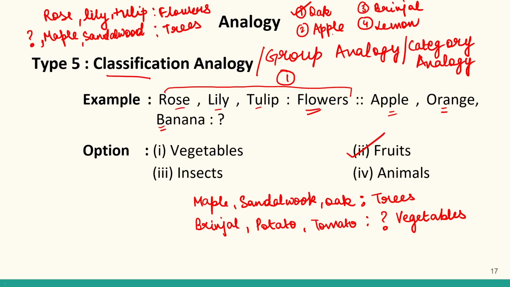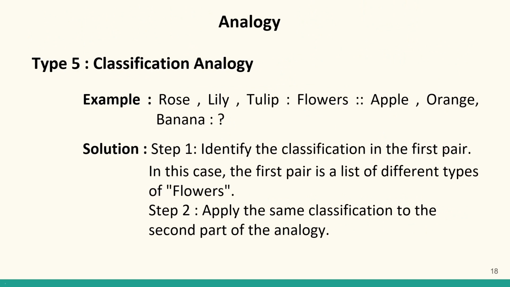In classification analogy particularly, you can get two types of questions. First, they will ask for the group, like in this question, where we are asked apple, orange, banana fall into which group. Or you would be asked for the missing element of the group. You can see the solution: we first identify the first pair and its relationship, and then apply the same classification to the second part.